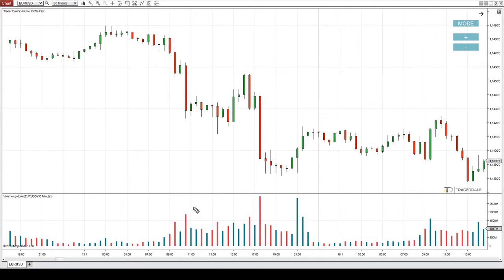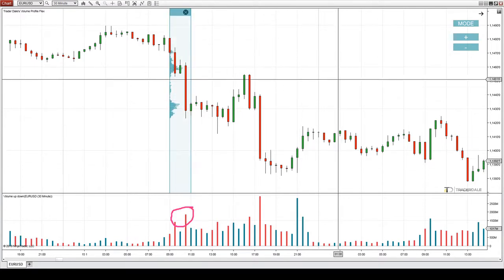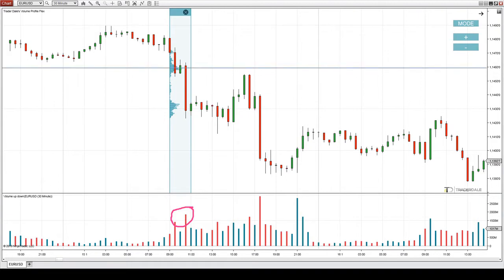Now the first volume spike, those candles, heaviest volumes being in here. The price missed the level and made a significant reaction, so this level would get discarded.